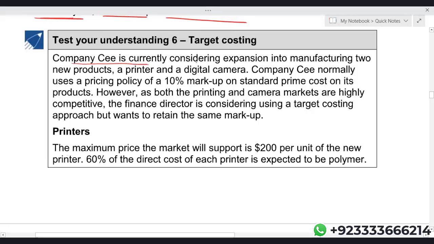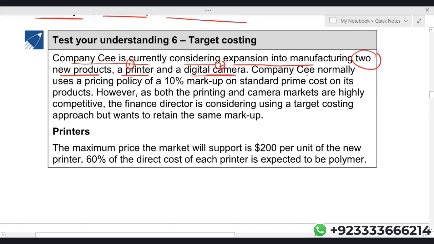Company C is currently considering expansion into manufacturing two new products. A printer is one, digital camera is two. So company C is focusing on manufacturing two new products. One is printer. The second is digital camera.